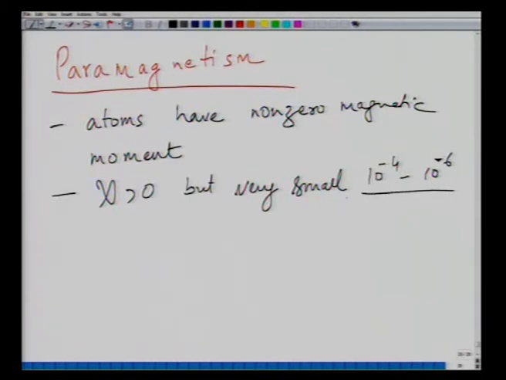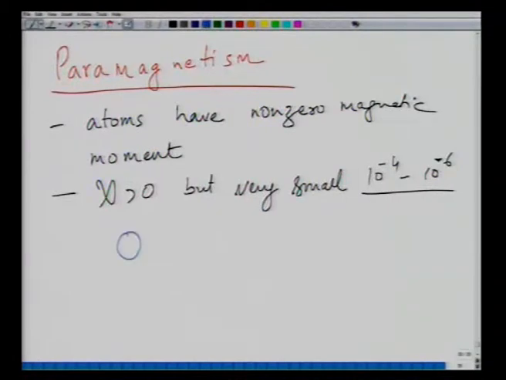Mostly it's closer to 10 to the power minus 5 to minus 6. Now what is the reason? The reason is, although each atom tends to have a finite magnetic moment, which means it's magnetically polar in that sense, all these magnetic moments, just like in a paraelectric material or a normal polar dielectric material, are randomly distributed with respect to each other.